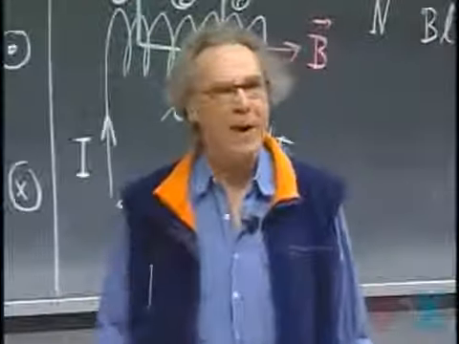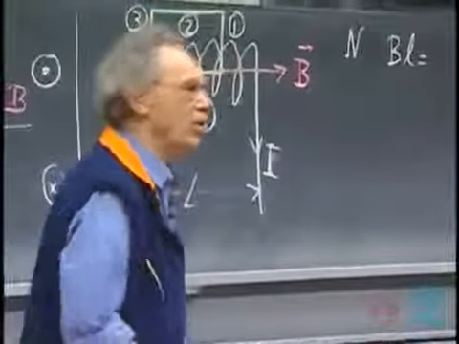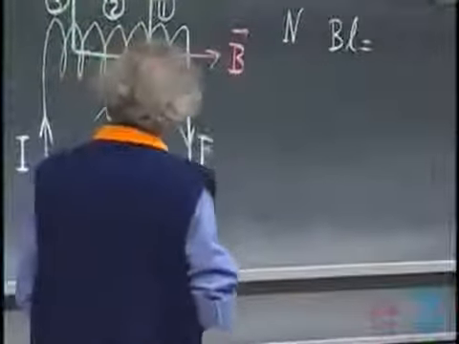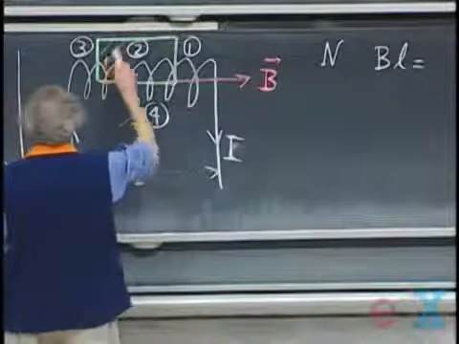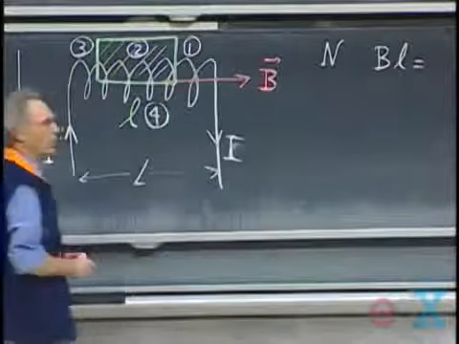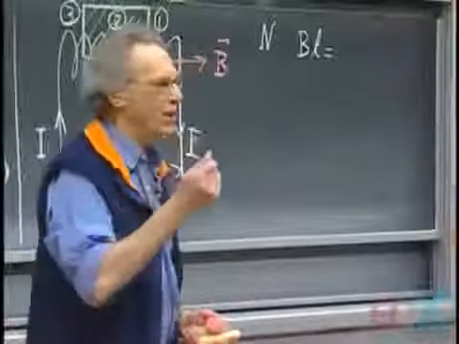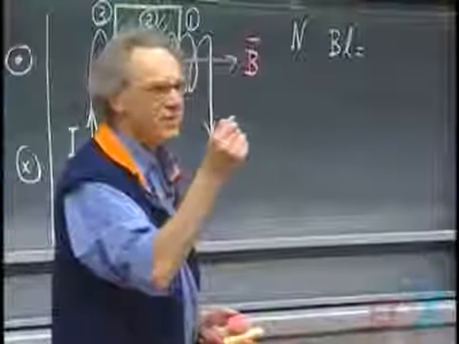Now I have to agree on my surface. What surface am I going to choose to attach to that closed loop? Well, why not use a flat surface, just like the blackboard? So now I have to calculate the current that penetrates that surface.